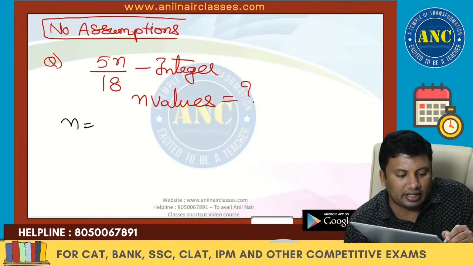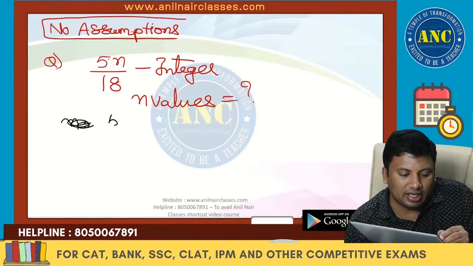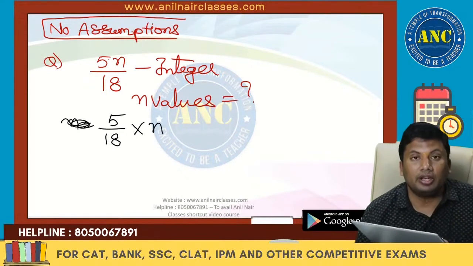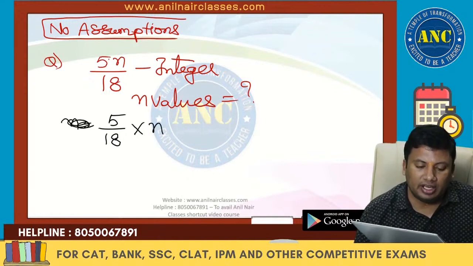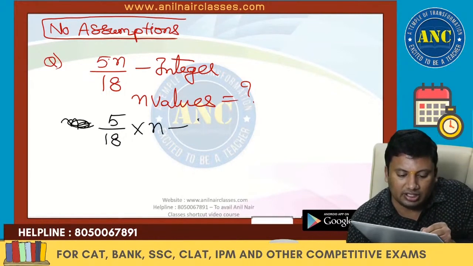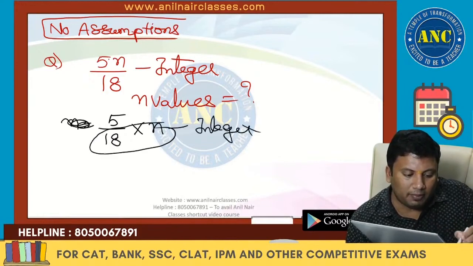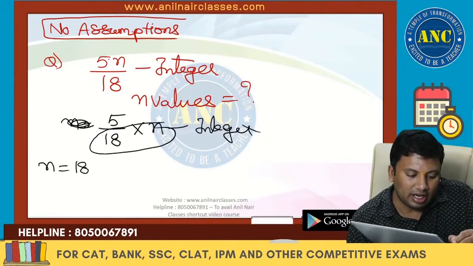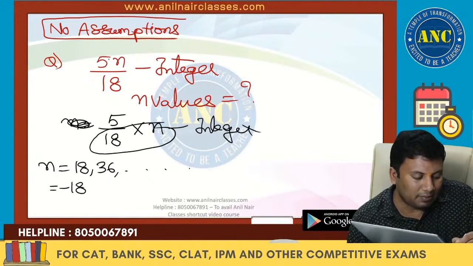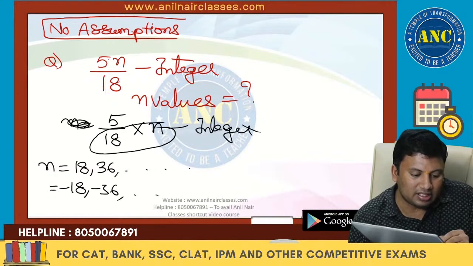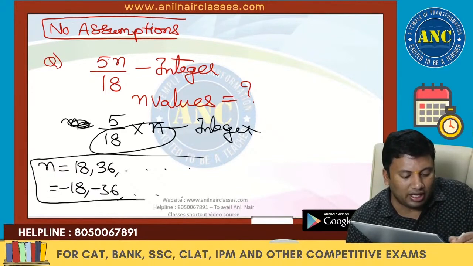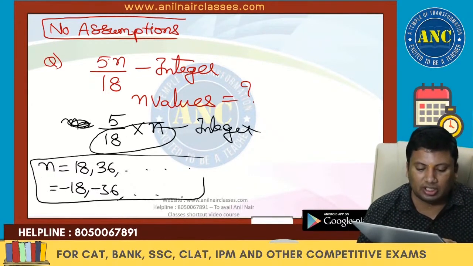n can take 5 by 18. Let me take 5 by 18 into n. It is an integer. So the first case is n should be a multiple of 18: 18, 36, 54, minus 18, minus 36, minus 54. Some of you have reached till here. Good.